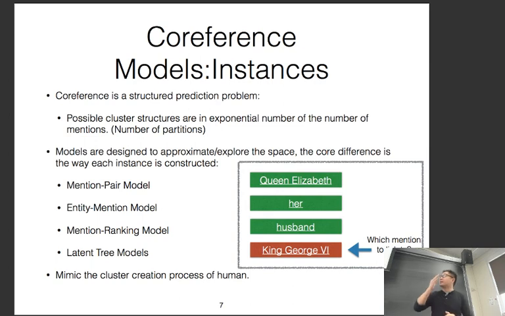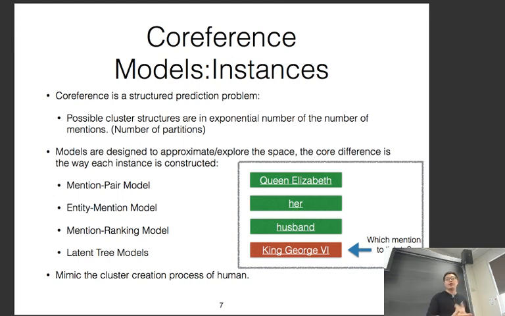So let's look at instances first. Coreference itself is a structured prediction problem. All you need to do is, given n different entities, put them into groups. There are actually an exponential number of possible groupings. If you list all the different groupings, extract features from them, and rank them, that will be a very difficult task, basically intractable. So models are designed to approach this problem, basically to search and reduce the space.